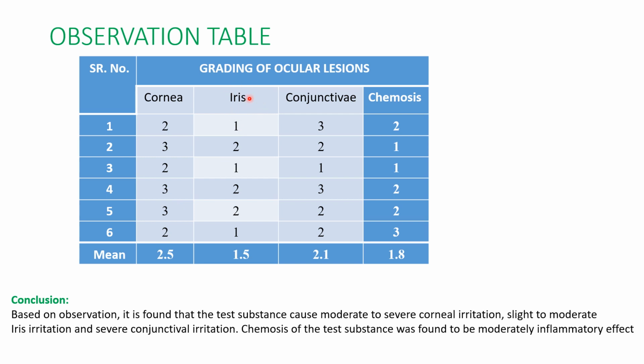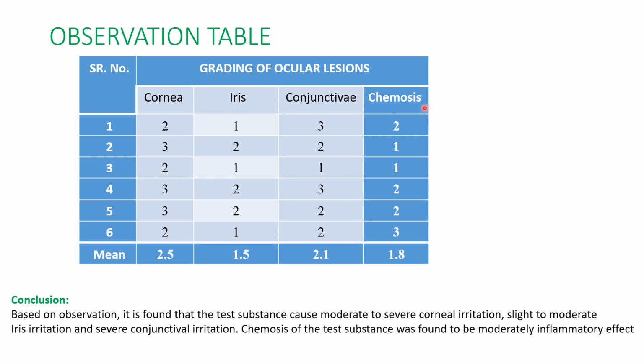Then in case of the iris, it is 1, 2, 1, 2, 2, 1. The mean value is 1.5. That means there is slight to moderate eye irritation. Then in case of the conjunctiva, we gave the grading like 3, 2, 1, 3, 2, 2. The mean value is 2.1. That means there is severe conjunctival irritation.